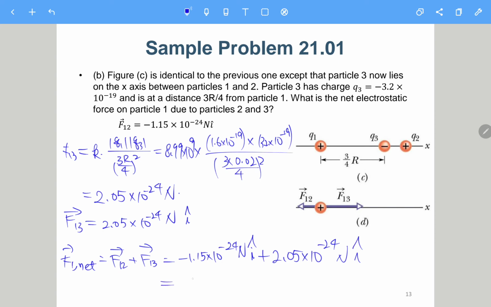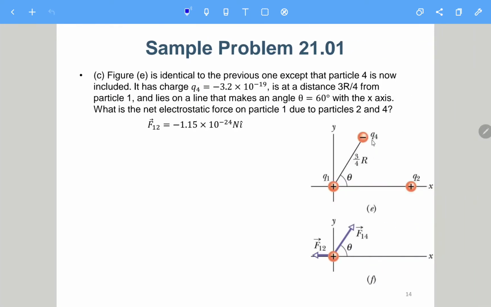So it turns out to be 9 times 10 to the minus 25 Newton I. This is the net force acting on Q1 when we have a Q3 here. So it is still simple.